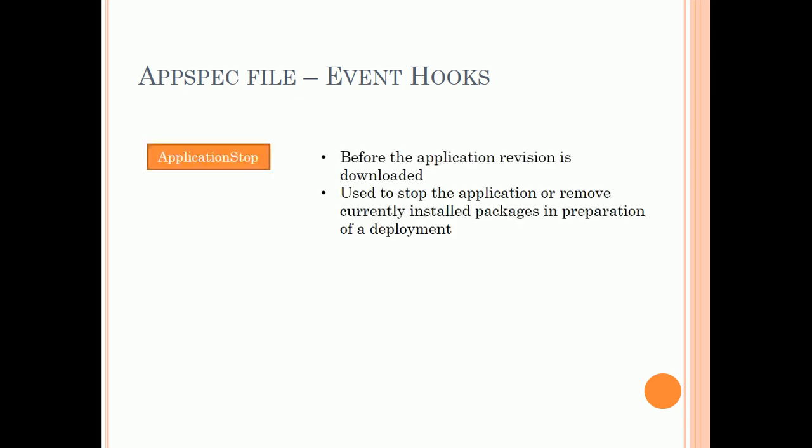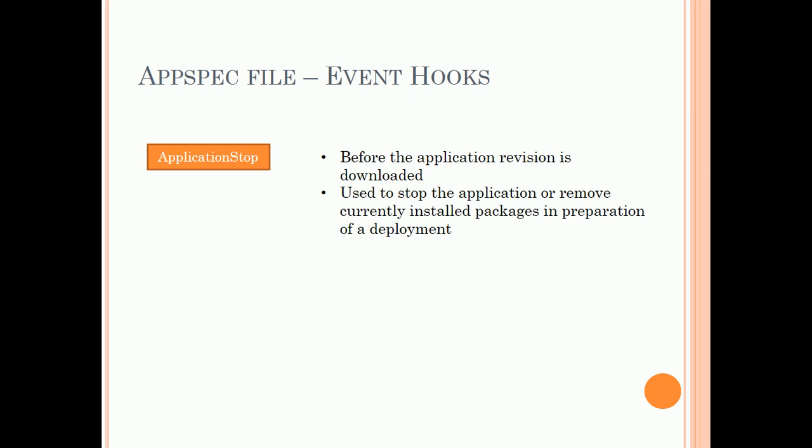Let's understand the event hooks we will use in our AppSpec file. The first is application stop. This deployment lifecycle event occurs even before the application revision is downloaded. We can specify the scripts for this event to gracefully stop the application or remove the currently installed packages in preparation of a deployment.